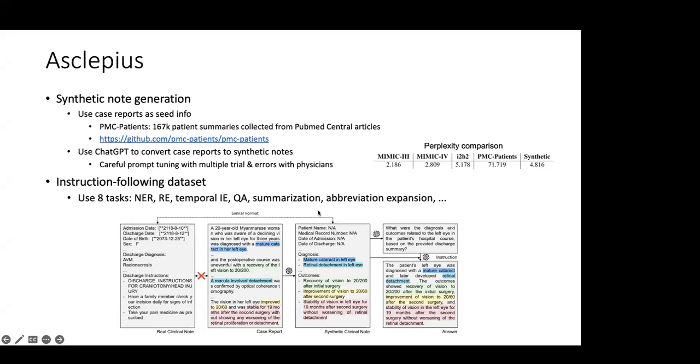And the way that you go from here to here is very, very much prompt engineering heavy. We actually consulted four doctors to make the synthetic notes as close as possible to real notes from MIMIC-III, with a lot of trial and error. And then once you have this, you can build an instruction following dataset on top of it, and then fine-tune your Llama or Llama 2, and that'll become way more well-versed in medical terminology than the general domain LLMs.